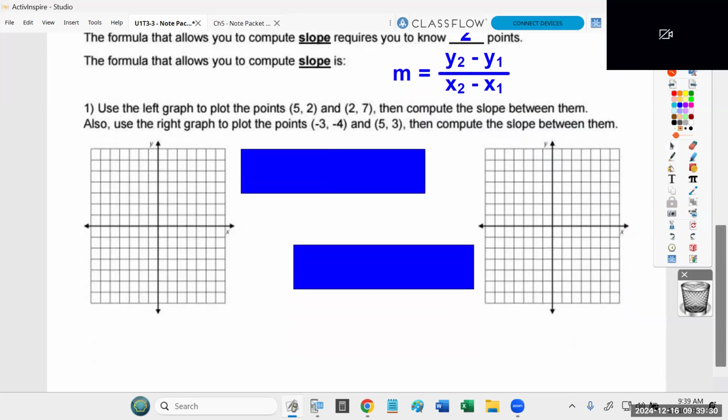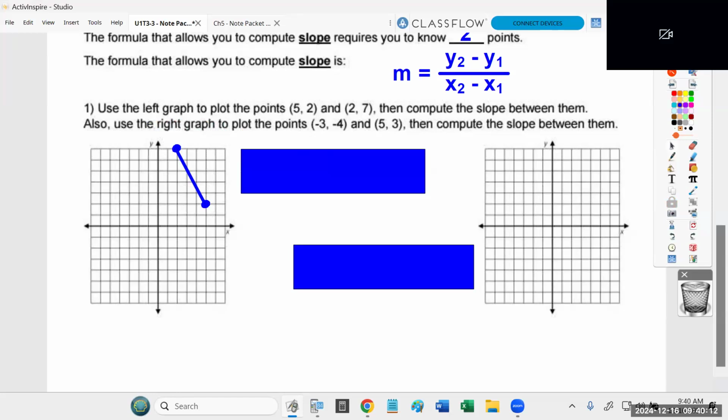Okay? So first real problem of the day says, use the left graph to plot the points (5, 2), which would go there, and (2, 7), which would go here. Okay? Then compute the slope between them. Now, you don't have to do this, but personally, I prefer to go ahead and draw the line connecting the 2 points. That way I can visualize the thing that I'm actually calculating, because that's what you're calculating. In fact, I'm going to make that blue just to recommend that you all be in the habit of just drawing that line to visualize, okay, this is the thing I'm trying to calculate, the steepness of that slope.